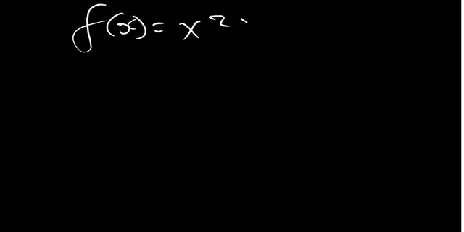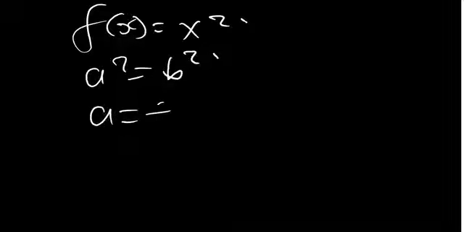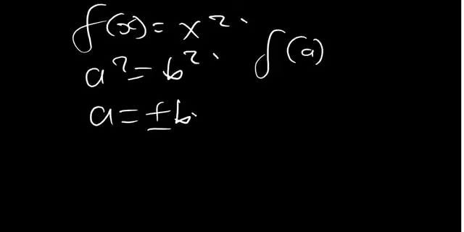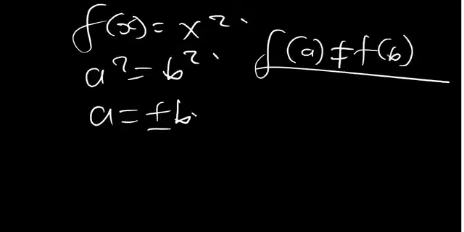Okay, let's have one more example. Let's say we have f of x is equal to x squared. So I believe this is going to be the same as the first example, where we're going to say a squared is equal to b squared. We take the square root of both sides. We're going to have a is equal to plus or minus b. So since f of a is not equal to f of b, this function is not one-to-one.